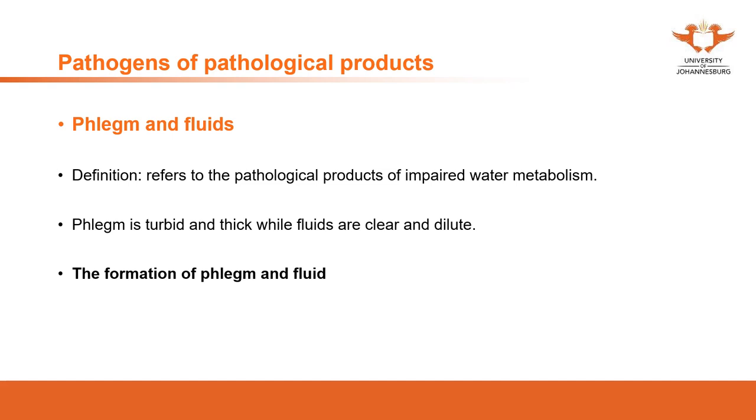Phlegm is the result of impaired water metabolism. So you need to go back to the Zangfu theories. Which organs are closely related to water metabolism? The lung, the spleen, the kidney, the liver, and also the Sanjiao. So you will see that any pathogens that can affect these organs can result in phlegm.